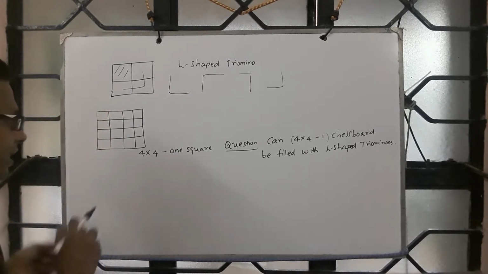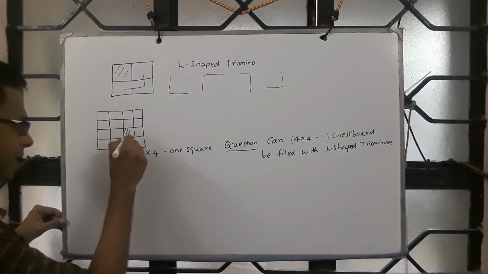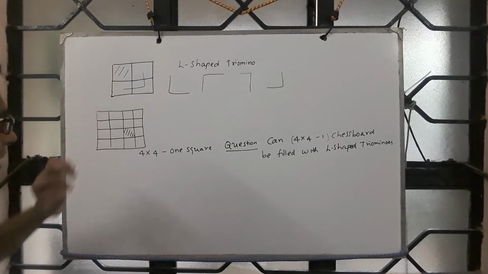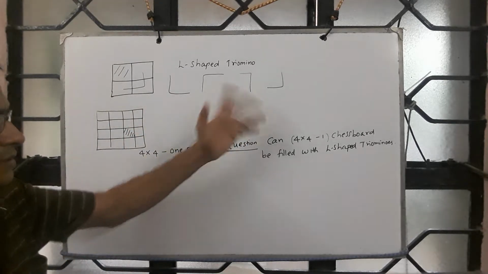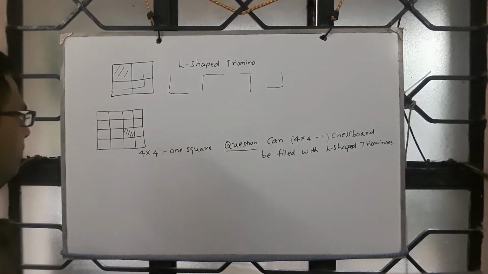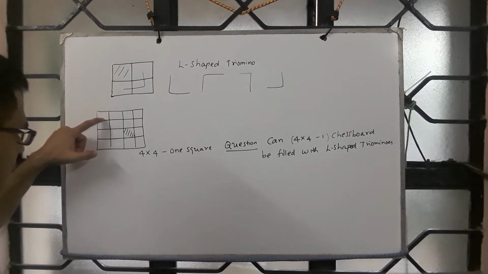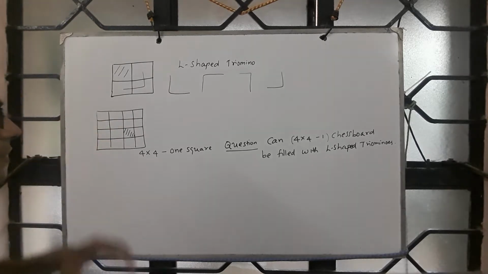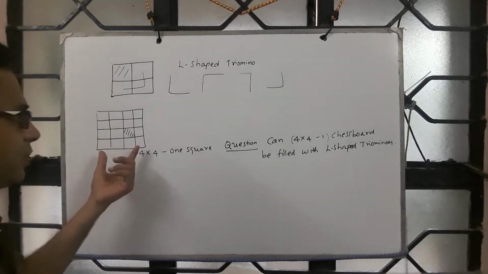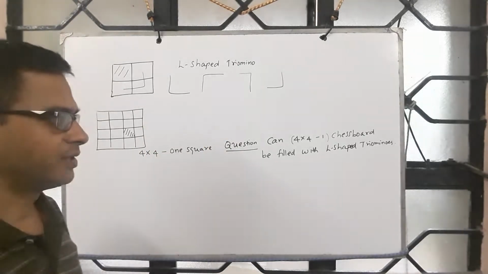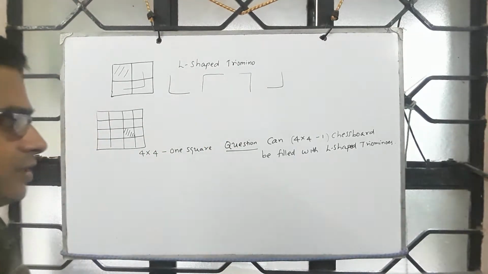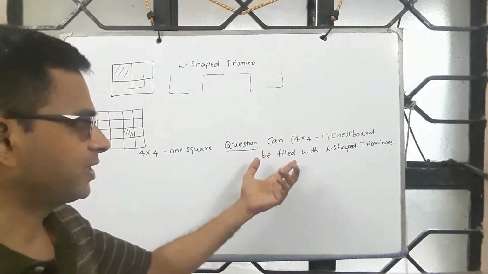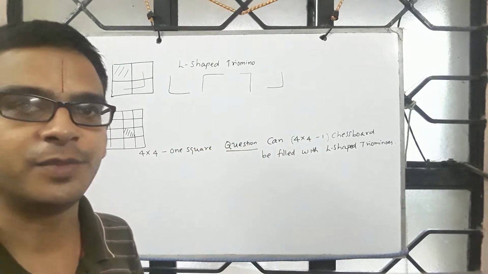the rest. Meaning, suppose I say this square is removed. Now can you fill the rest of the squares with these L-shaped triominoes? Meaning I will use one L-shaped triomino to fill this and one more to fill this, like that. Can we start filling the remaining squares using L-shaped triominoes? That's the question. Let's make an attempt, see whether this 4 cross 4 minus 1 can be filled using L-shaped triominoes.